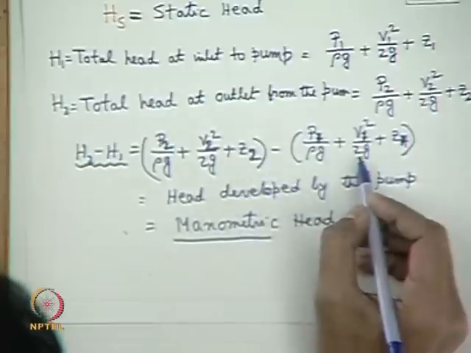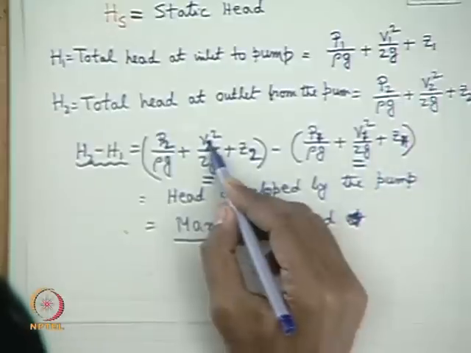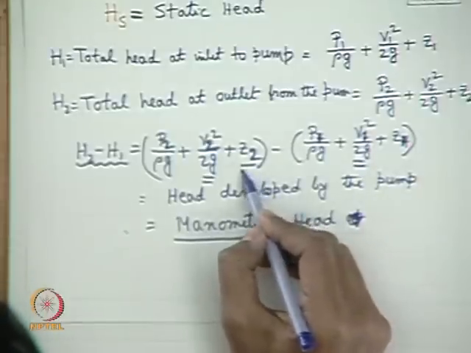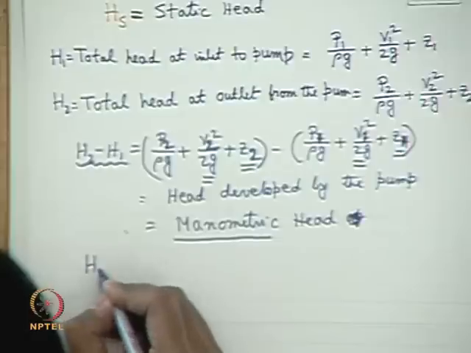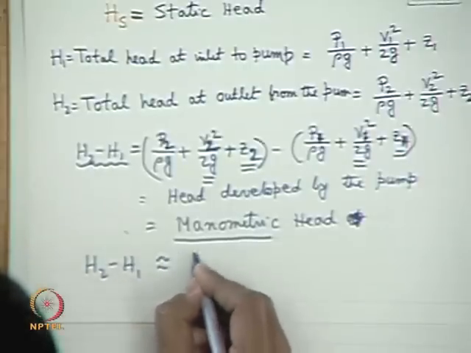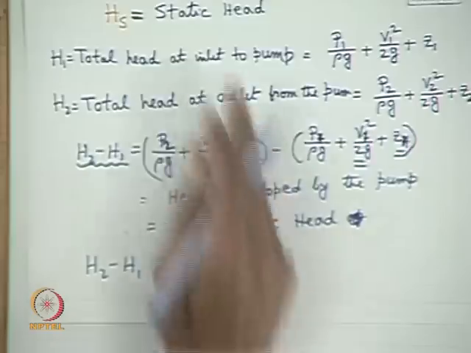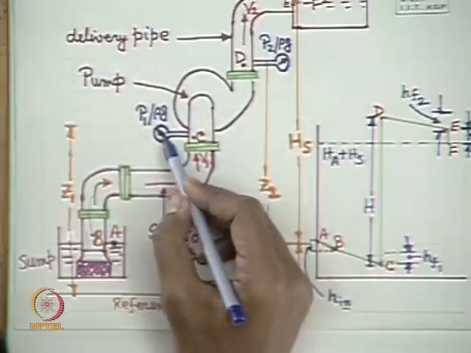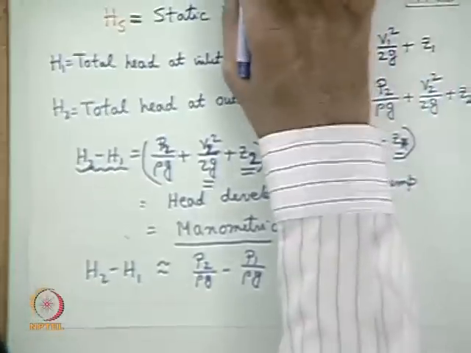Now, usually it is found that the difference in delivery and suction pipe diameters is so small that the difference between the velocity heads, V2 square by 2g and V1 square by 2g, is neglected. Similarly, it is obvious that the difference in elevations from inlet to outlet is very small compared to the change in other quantities. So H2 minus H1, the head developed, can be simply written as P2 by rho g minus P1 by rho g. So you see here that this difference in pressure head, which is registered by any pressure measuring device, is a good representation of the head developed by the pump, or the manometric head.